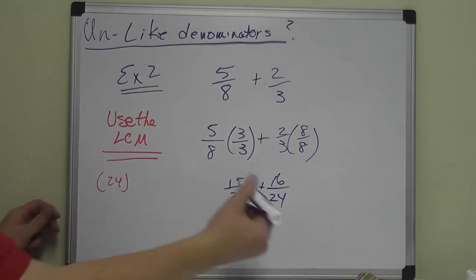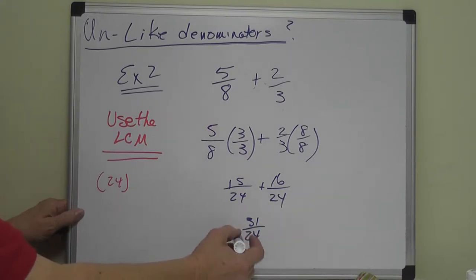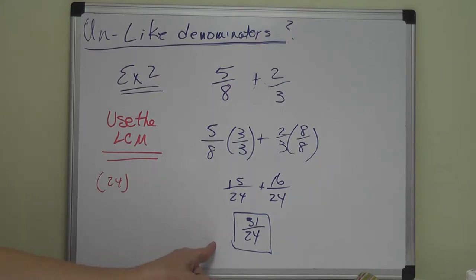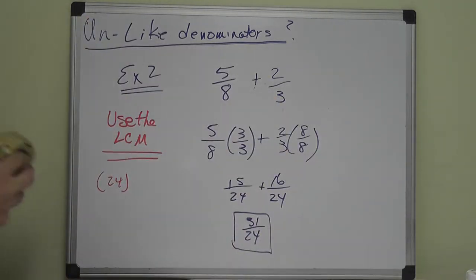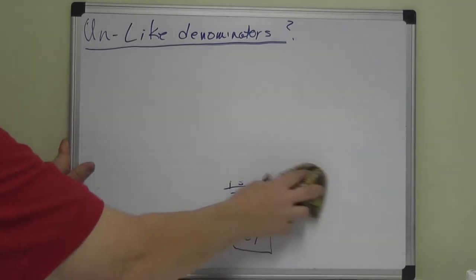We end up with 31/24. 31 is a prime number, so this improper fraction here is reduced to lowest terms. Now if you're looking at BJU Press's Pre-Algebra book on page 221, they go ahead and take this to a mixed number of 1 and 7/24. This is perfectly acceptable at this point. Now, example number 3, we're subtracting two fractions that have different denominators.